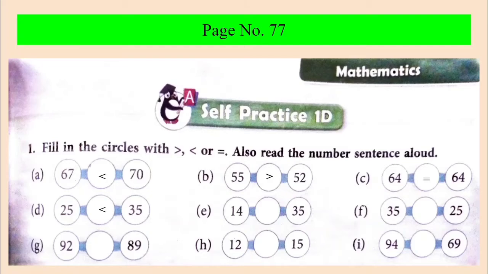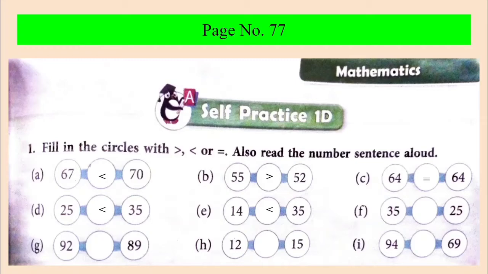Now we will do the E part. So the two numbers here are 14 and 35. So first we will compare the digits at the tens place. We have 1 in tens place from 14 and 3 in tens place from 35. So we will compare 1 and 3. We know 1 is less than 3. So 14 is less than 35. So the mouth of the symbol will open towards 35.